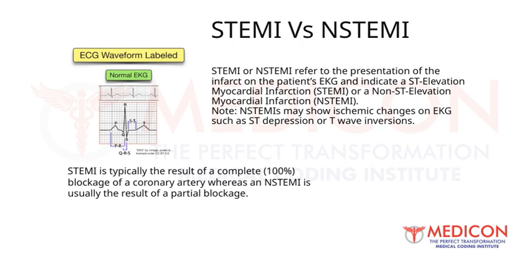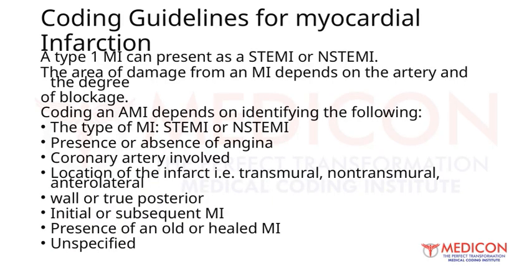Now, the key difference lies in the severity of the blockage. A STEMI usually results from a complete 100% blockage of a coronary artery, which leads to more extensive heart muscle damage. In contrast, an NSTEMI generally involves a partial blockage, so the artery isn't fully closed off. Understanding these distinctions helps us determine the urgency and the specific treatment approach, fitting into the broader picture of managing acute coronary syndromes effectively. When coding for myocardial infarction, it's important to understand that a type 1 MI can present as either a STEMI or an NSTEMI.